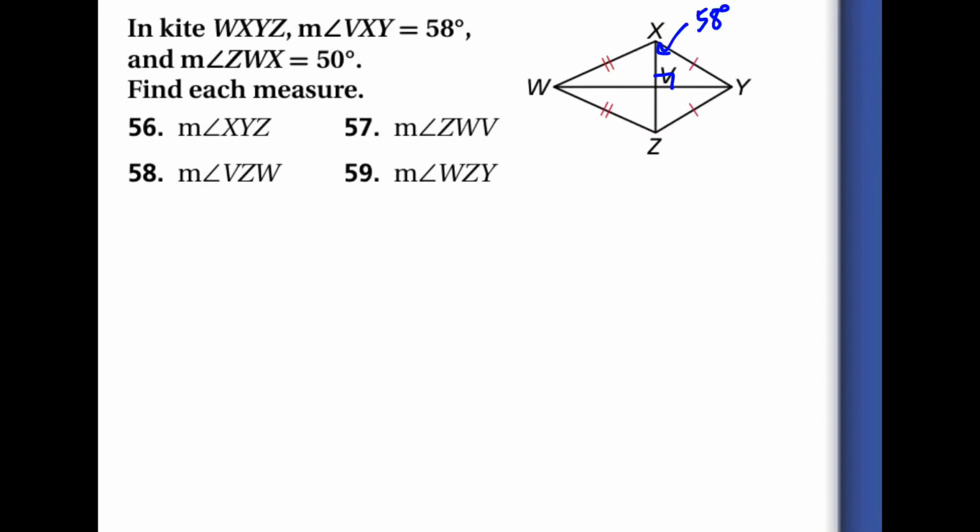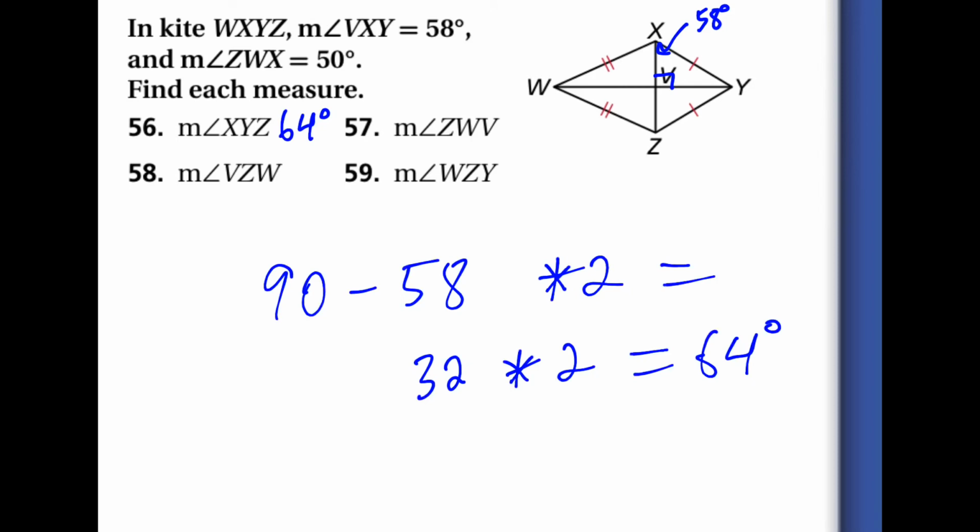So for number 56, if we start with the idea that this is a 90-degree angle because the diagonals bisect each other, and the given that VXY is 58 degrees, we can take 180 minus or even 90 minus to figure out this other angle. And then a property of kites is that this longer diagonal bisects that angle, so we can double it. So the measure of XYZ is 64 degrees. There's a 32 here and a 32 here that we add together.